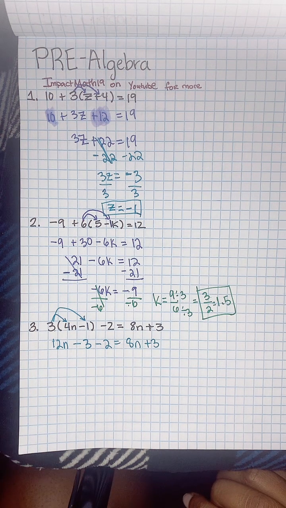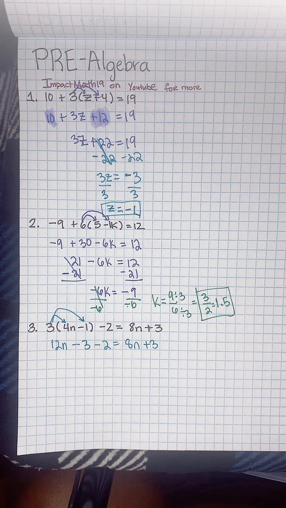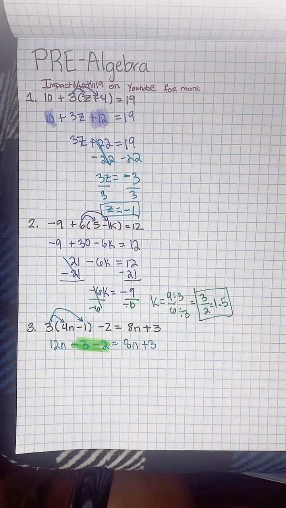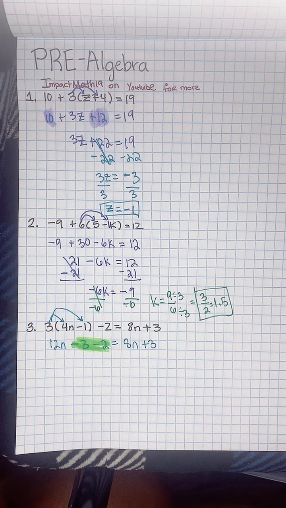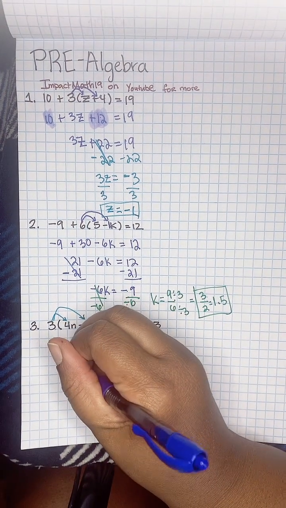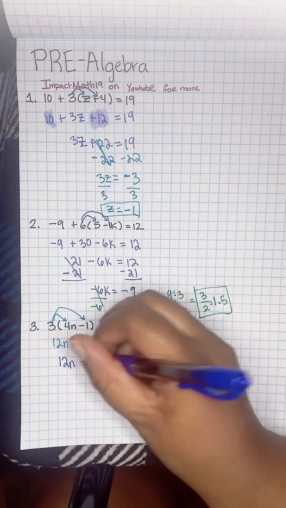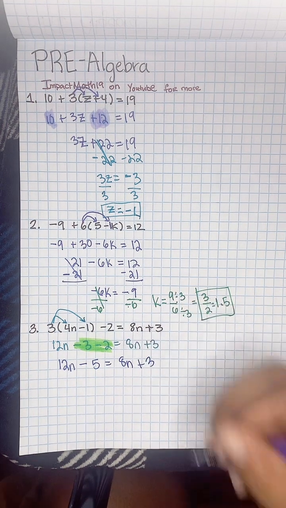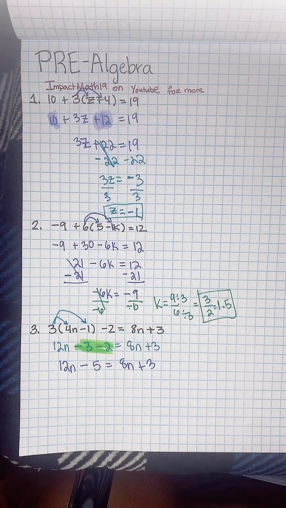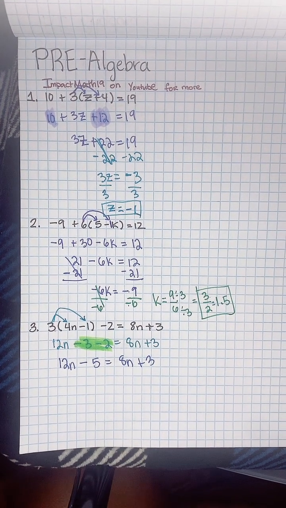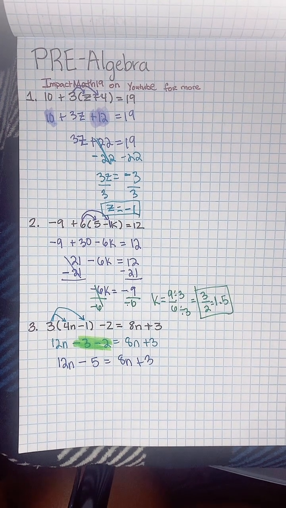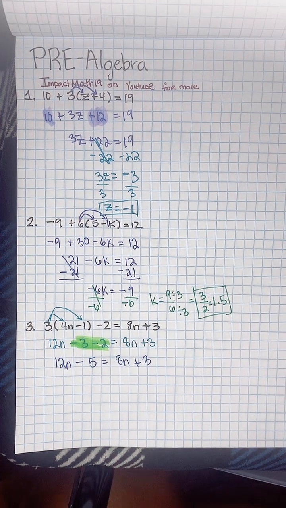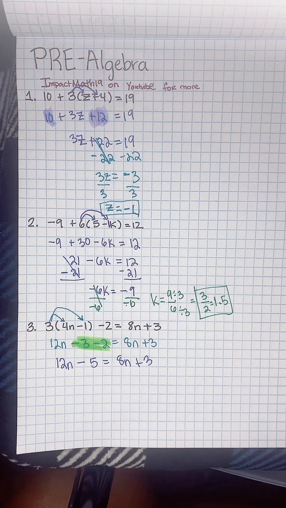Somebody said 12n minus 5. Wonderful. Yes, we can combine these. These are like terms. So we get 12n, and negative 3 minus 2 is negative 5. Equals 8n plus 3. Okay. Now, what side do we want our variable on, the right side or the left side? It does not matter. You just have to decide.